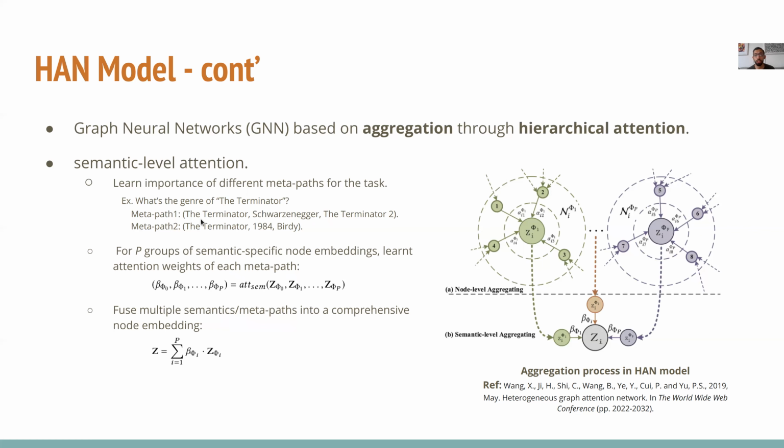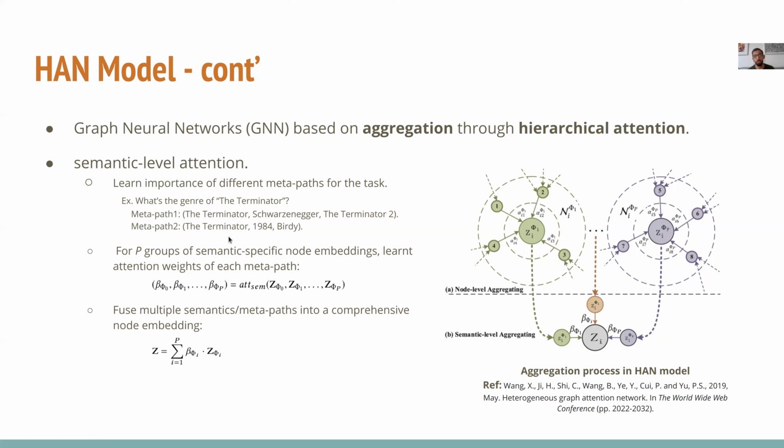We have the same example, Terminator, and we want to predict the type of the movie. But now we have two different metapaths. We have movie-actor-movie, and we have metapath 2, which is movie-production year-movie. For the first one, you can see that Terminator 1 and Terminator 2 were cast by the same actor, Schwarzenegger, who is an actor that works mainly with action movies, right?